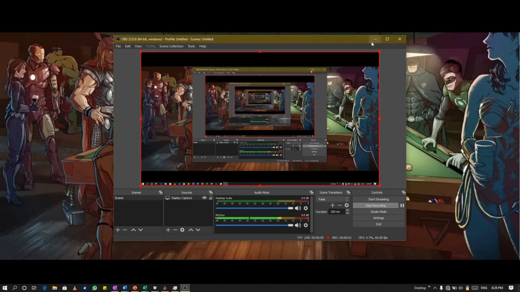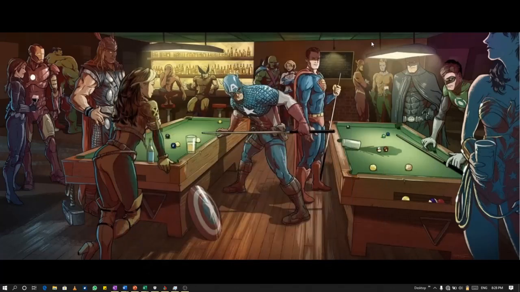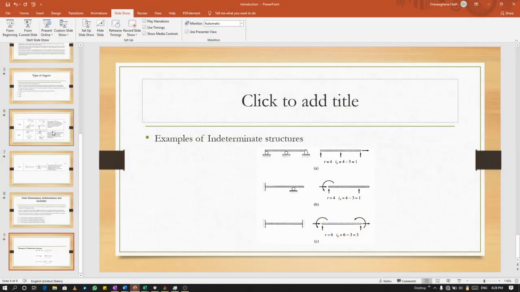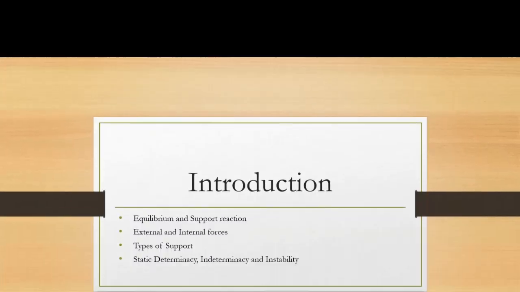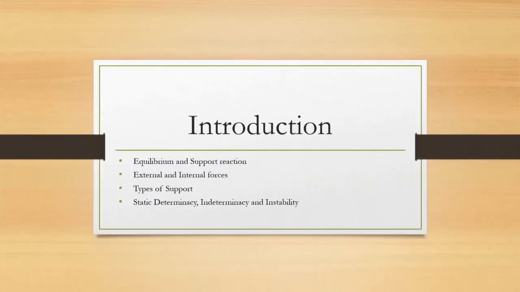Hello everyone. In this tutorial video, we'll be dealing with indeterminate structures. So first, I would like to give you a background study so that we'll be on the same page. I prepared a little PowerPoint that we can just use to be on the same page. So introduction, this is what we'll be looking at. The few topics we'll be looking at give us a proper context into what we'll be studying.